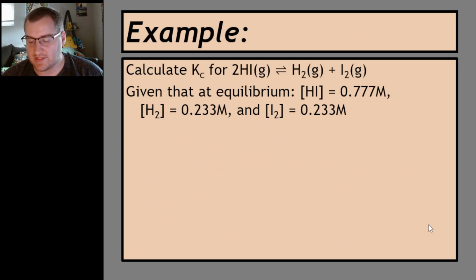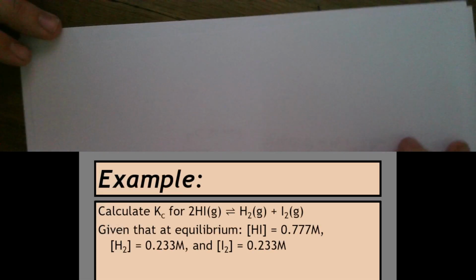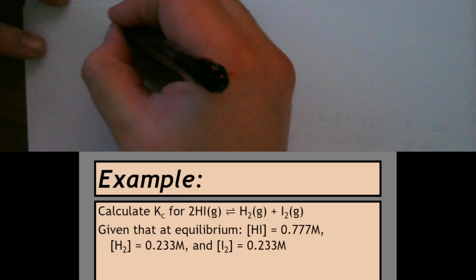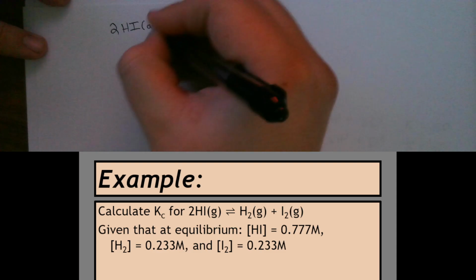Let's do a couple of these examples using this concept. Okay, so calculate Kc for this reaction. 2HI is in equilibrium with H2 plus I2. When I write this down, I am going to write all of the states of matter, because it is going to come into play, actually. Maybe not for this question, but for one down the road.